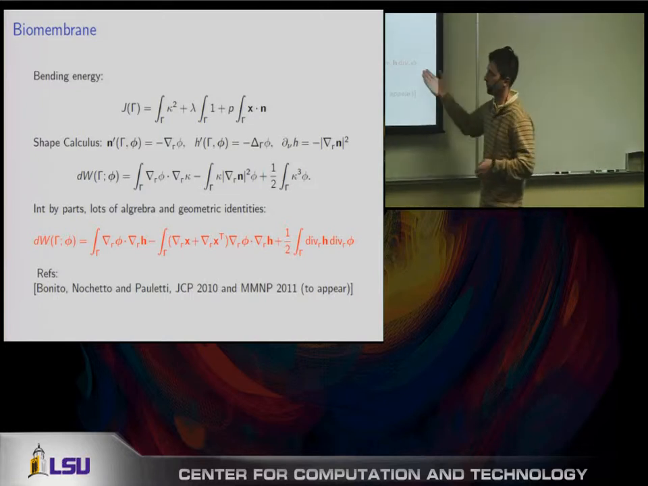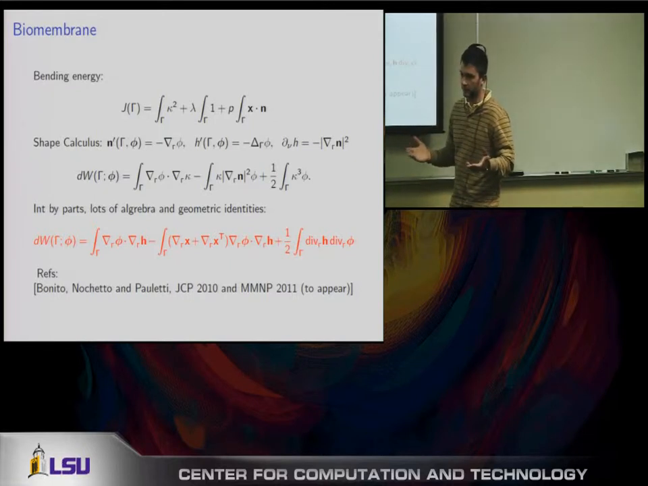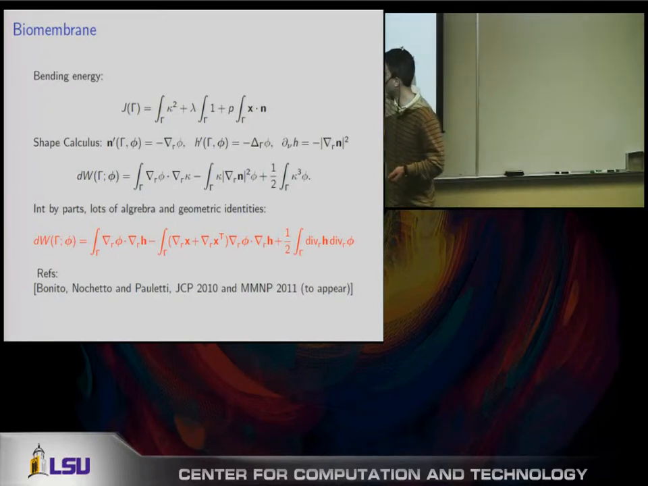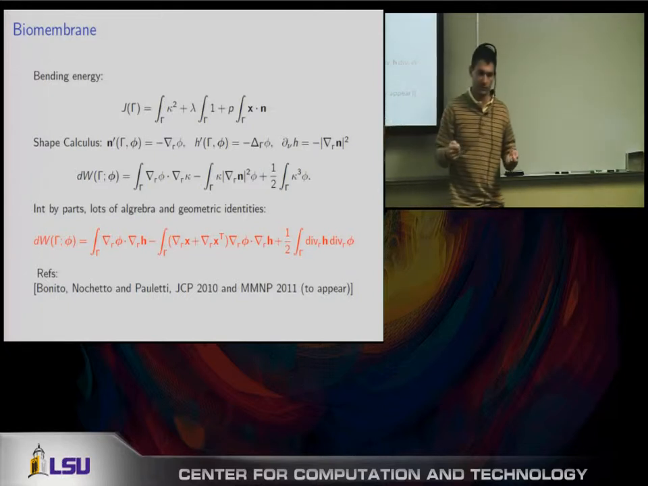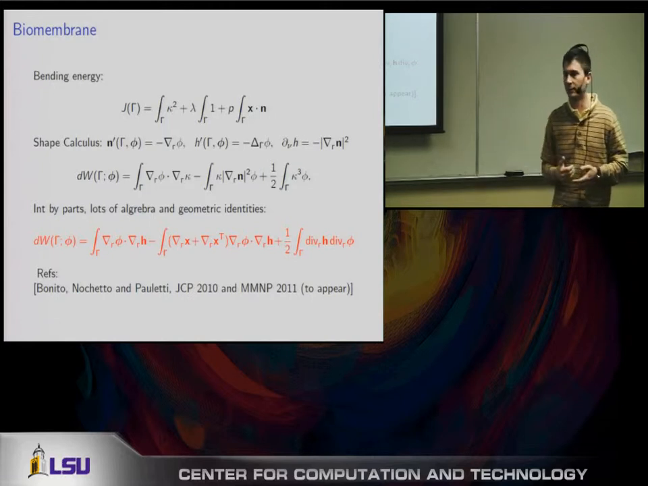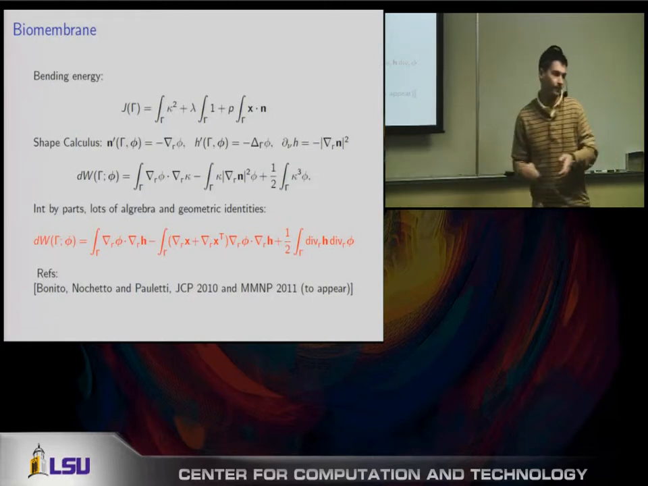So for this, we will use a mixed method, because basically we have a fourth order problem that we can discretize with a system of second order problems. The unknowns will be the position x and the curvature h. Having h as an unknown is good, because h has a variational form. That was basically the mean curvature flow that I presented before. So then you can create a finite element scheme.